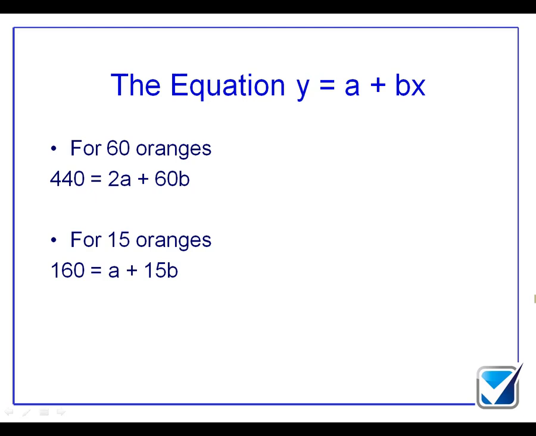We've now got multiple A's as well as multiple B's. And what we need to do is solve the equation to try and find out what A and B are going to be.